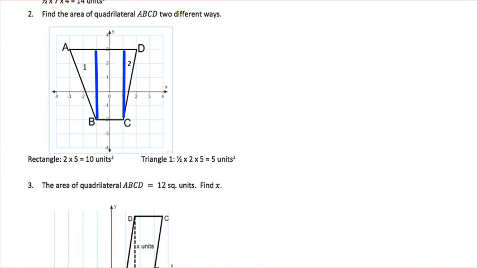And triangle 2, the formula would be 1/2 times 1 unit across times, again, 5. Remember, the base and the height have to be perpendicular to each other. So this diagonal line means nothing to us. And 1/2 times 1 times 5 is 2.5 square units.